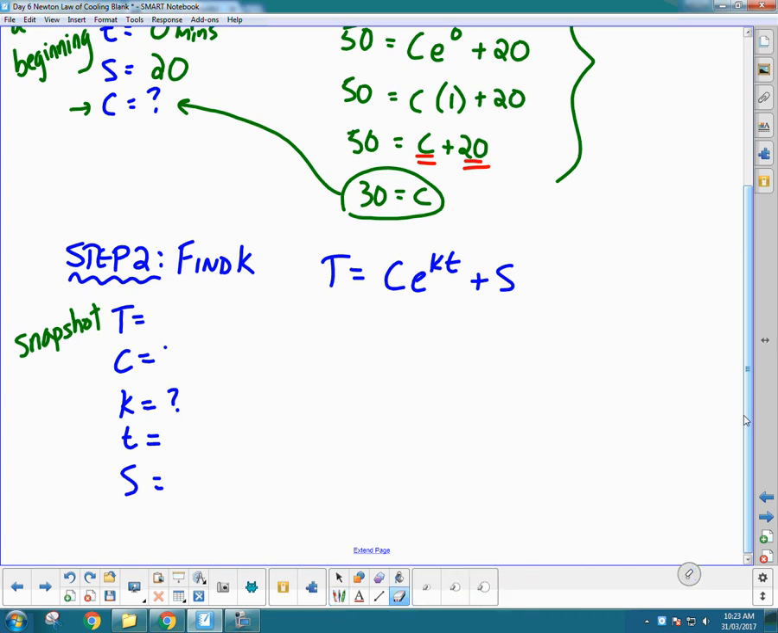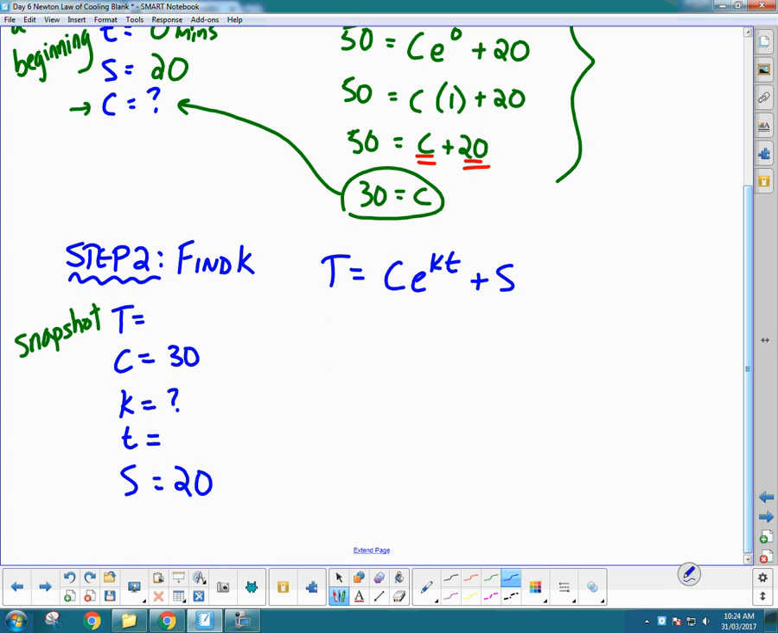That's what we're trying to figure out. The c value we just figured out was 30. That doesn't change. That stays the same. The initial value was always 30. And the s is going to stay the same. The surrounding temperature is always going to stay 20 in this case.